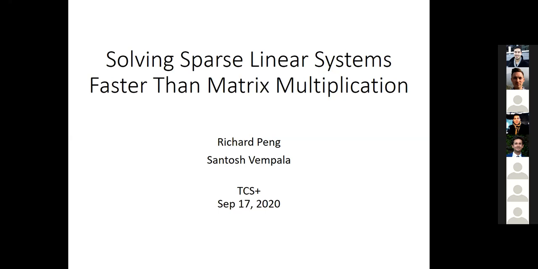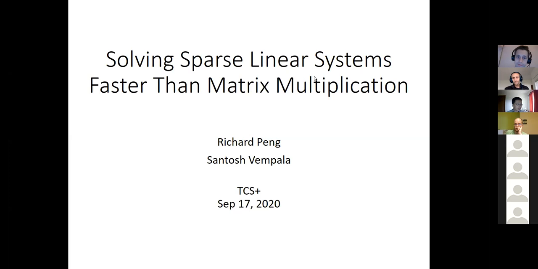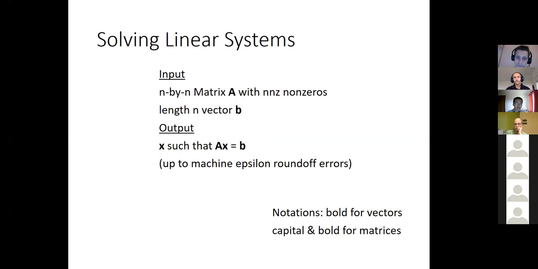So I'll be talking about the problem of solving a system of linear equations. Just to formalize what I'm saying, I'm dealing with an n by n matrix with nnz non-zeros, and a length n vector b. I want to find x such that Ax equals b up to some high accuracy, so up to machine epsilon round-off errors.